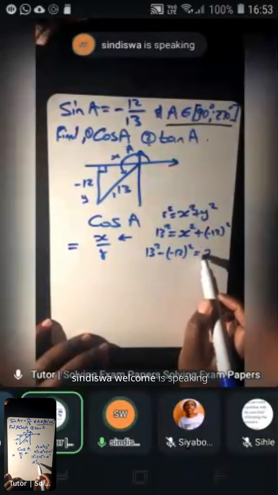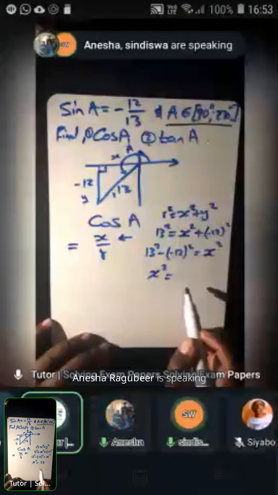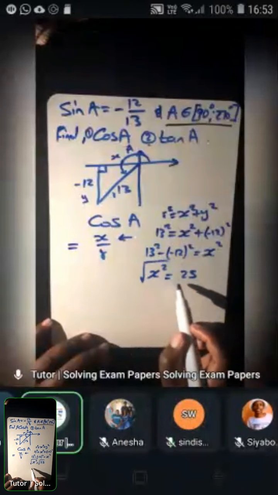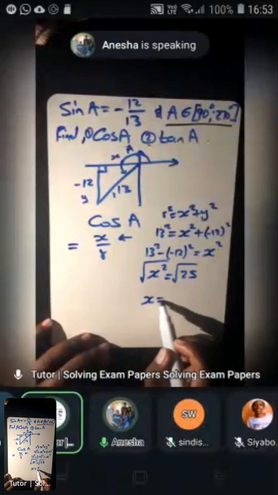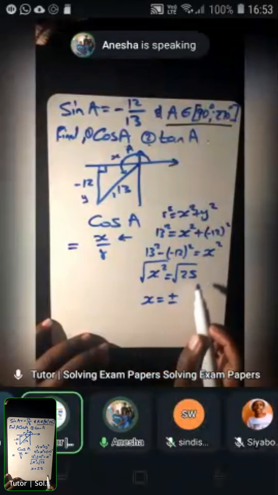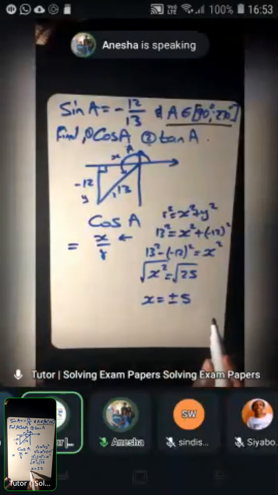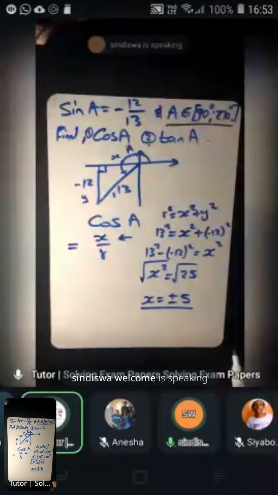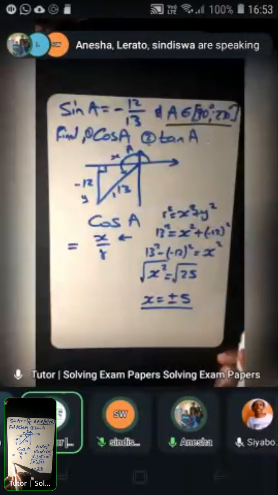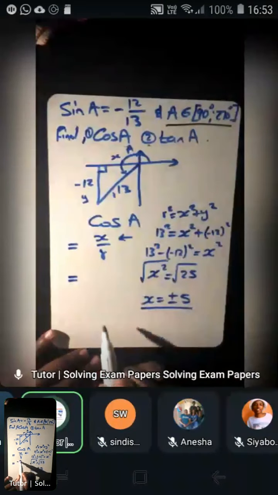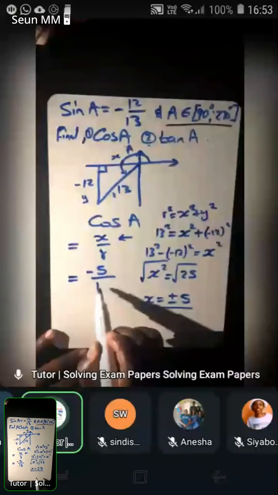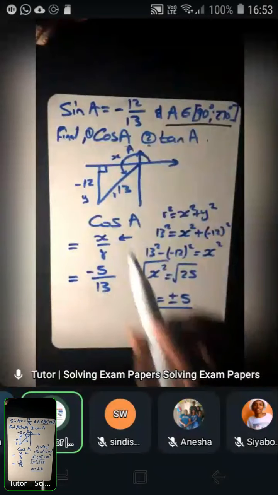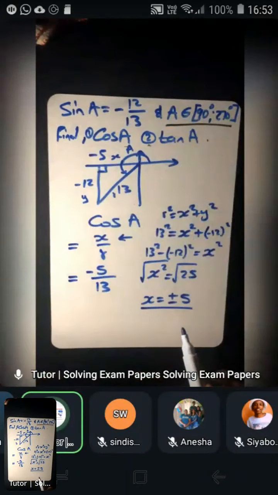I got 25. So when you introduce a square root on both sides, the answer that you get is plus or minus. The square root of 25 is 5. So you need to decide whether x is 5 or negative 5. So our x, is it going to be positive or negative? Negative. 100%. So our x value is negative 5, divided by 13. So that is cos of angle A. So we are all on the same page in that one, isn't it? Yes, sir.